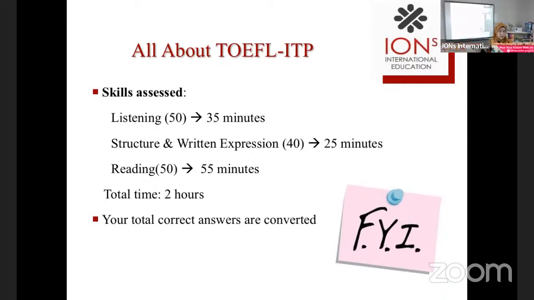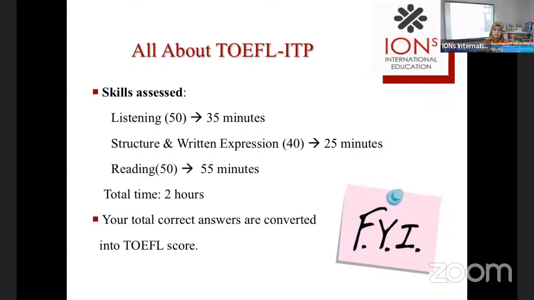Begitu. Nah, kemudian skor. Nah, this is our target, right? Jadi setiap test taker pasti memiliki targetnya masing-masing. Nah, your total correct answers are later converted into the TOEFL score. Jadi, bagaimana sih Miss itu skornya? Skornya itu akan diambil dari jumlah total setiap section.